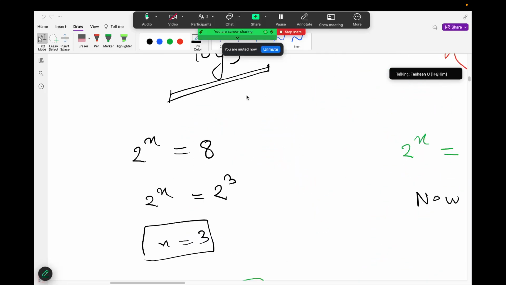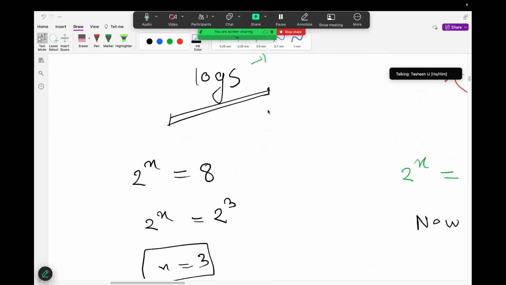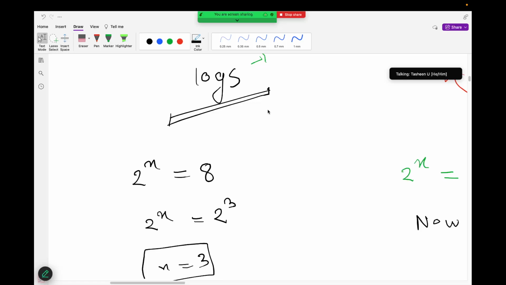Now we move on to logs, which is basically the short form for logarithm. What is a logarithm? Basically the inverse of the exponent. So we know 2 to the power 3 is 8. Now a logarithm basically tells you to what power you must raise a base to get the answer. It is basically the inverse of the exponent. That's why you have the inverse relationship between the exponential and logarithm graphs. They're inverses of each other.